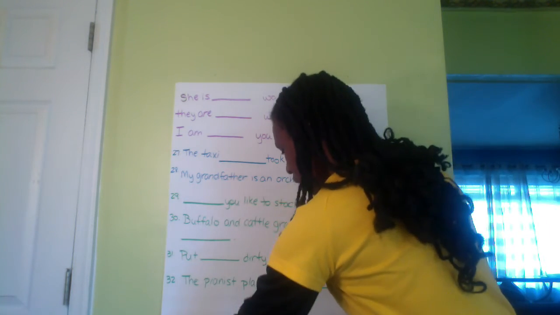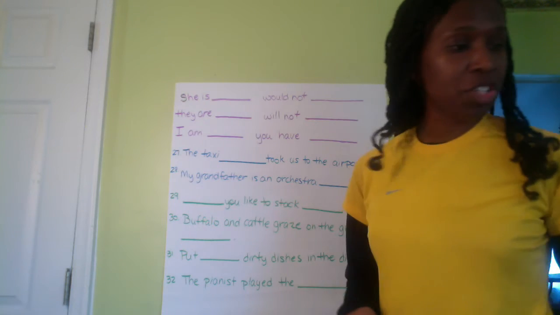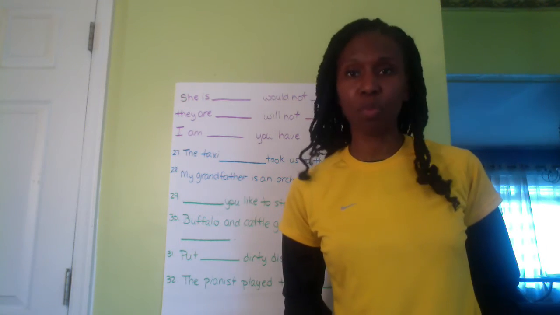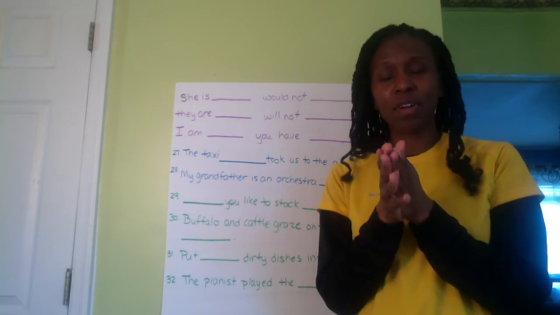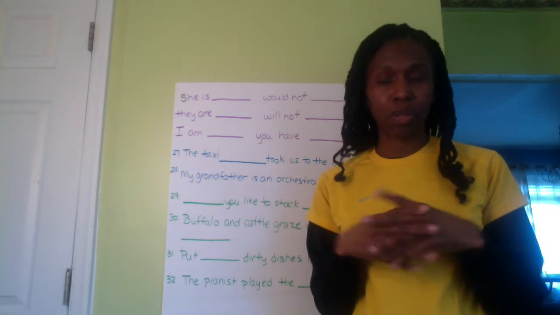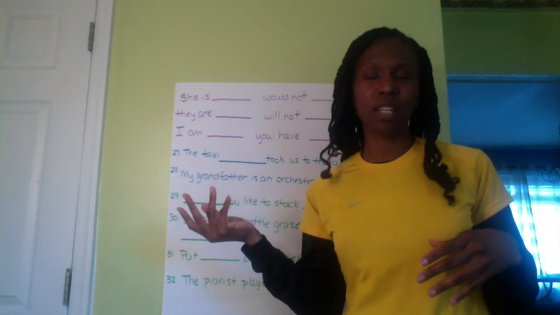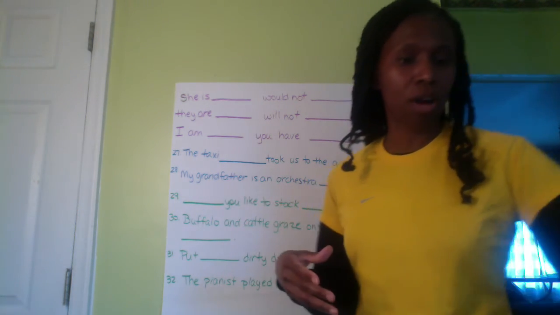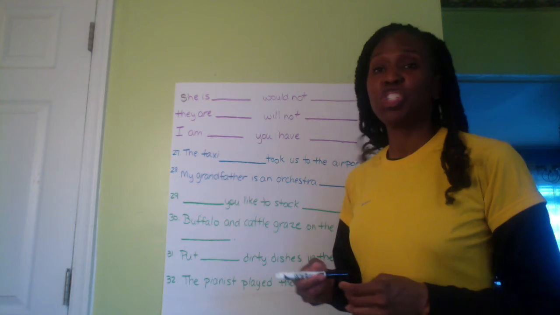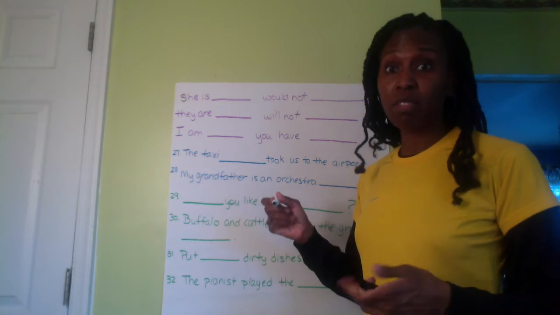I'll just put this one right here. All right, for the next section, it says write the contraction of the words. Remember, contractions are when you take two words and you smash them together to make one condensed word. Usually you leave some of the letters out and you use an apostrophe to show where the missing letters are. Okay, so let's go ahead and go on. She is becomes she's.